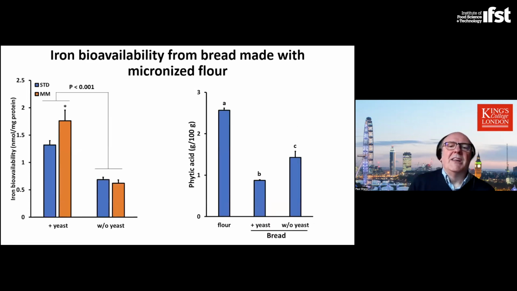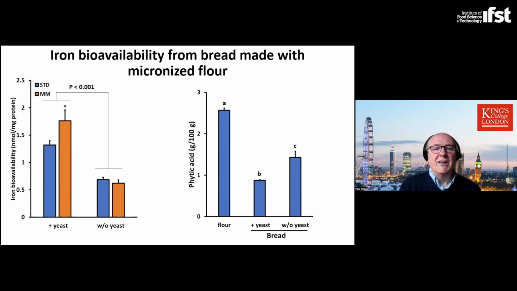So here's some of the data. So we're looking now at the iron bioavailability, how much iron has been taken up by the human intestinal cell line, the Caco-2 cells. And what you can see straight away is that in the breads that were produced with yeast, then there's more bioavailable iron released from those breads compared to the breads that were produced without yeast.